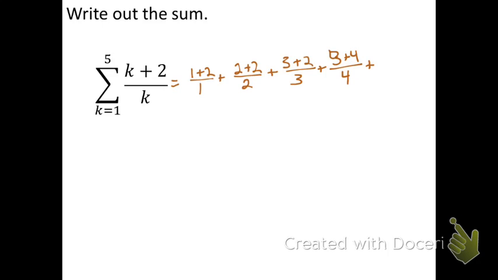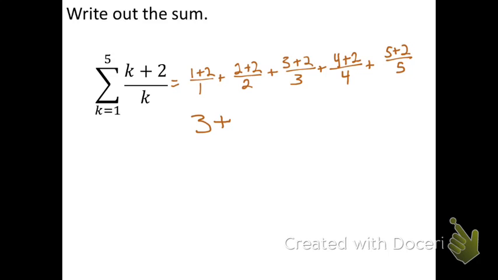This one should have been 4 plus 2, not 3 plus 4. I don't know what I was thinking there. So we plug in 4 and we get 4 plus 2 over 4. And then the fifth term, 5 plus 2 over 5. Okay, so let's simplify each of these. 1 plus 2 is 3, and 3 over 1 is 3.